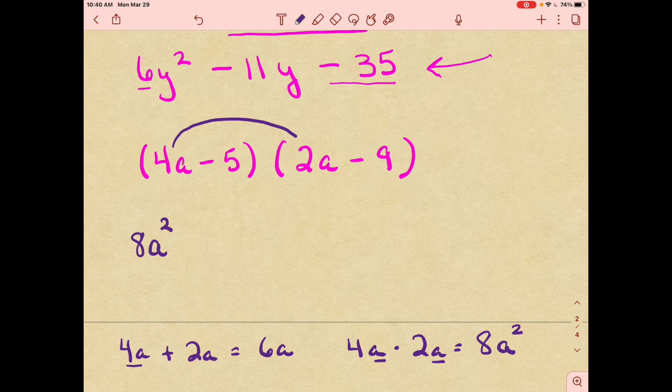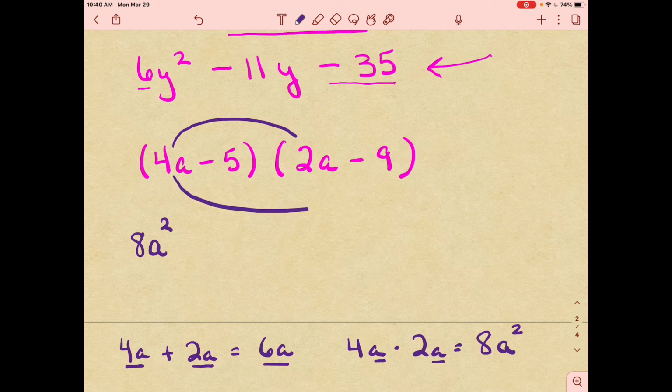Here, I'm just adding up 4 of these and 2 of these to get 6 of these. Here we're multiplying 4 times 2 is 8 and a times a is a squared. So keep thinking about that. Okay, that was my first term.